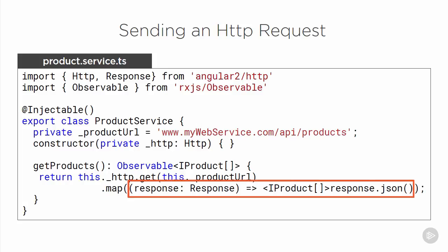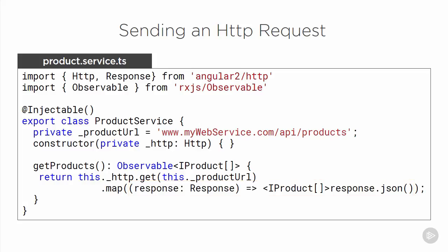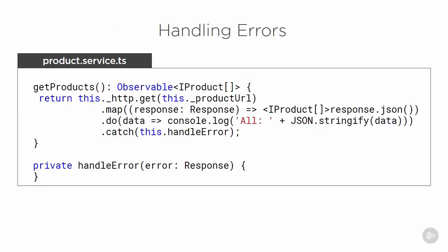The argument to the map method is an arrow function that transforms the response to a JSON object, which in this case is an array of products. So this code basically transforms the raw HTTP response to an array of products. This array is returned with the observable completion notification. Note that depending on your server, the JSON result may be wrapped in another property, such as a data property. If that is the case, use response.json().data here.